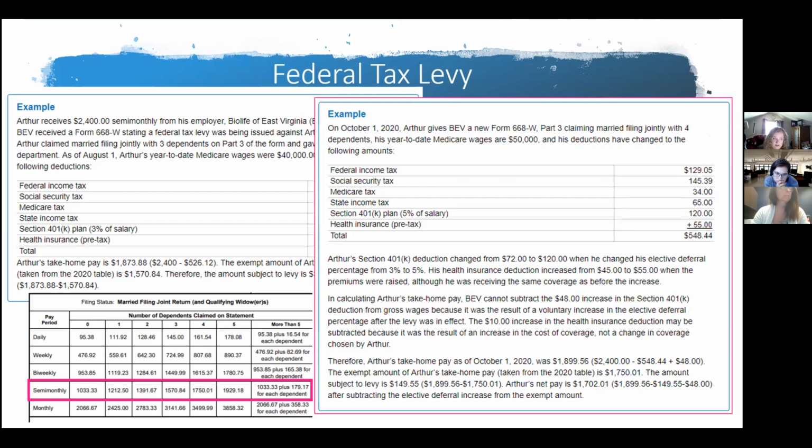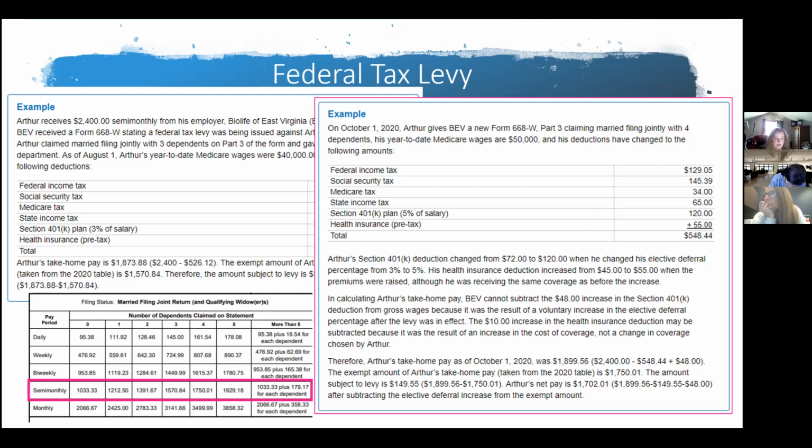On October 1st, Arthur, the employee, provides a new Form 668-W, Part 3, and he's going to increase his dependents on that form. So his year-to-date Medicare wages are now $50,000, and his deductions have changed to the following amounts. If we look at his deductions, the 401k changed from $72 to $120 when he changed his elective deferral percentage from 3 to 5. His health insurance deduction increased from $45 to $55 when the premiums were raised, although he was receiving the same coverage as before the increase.